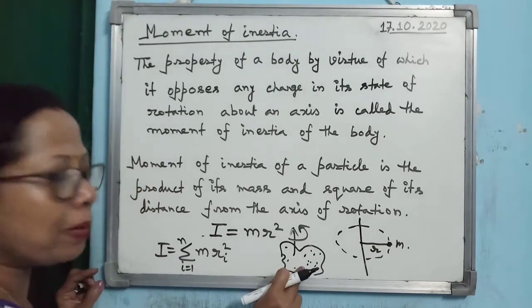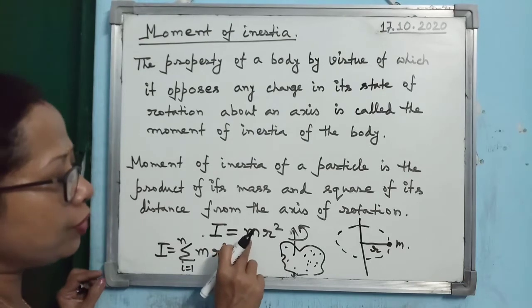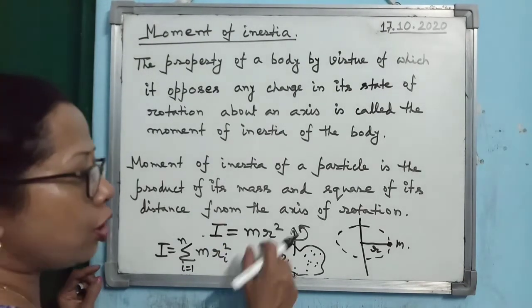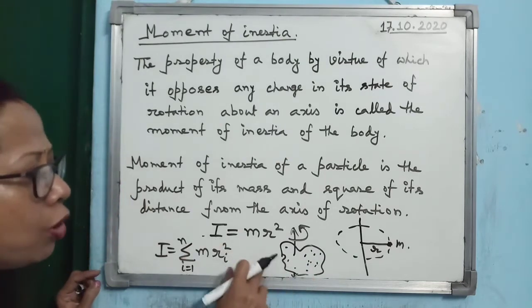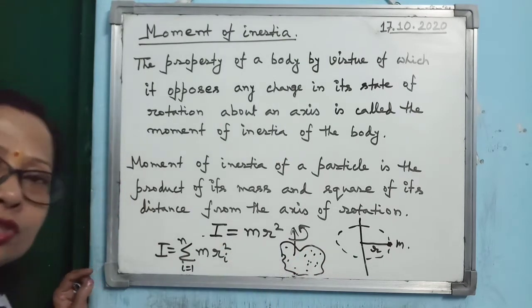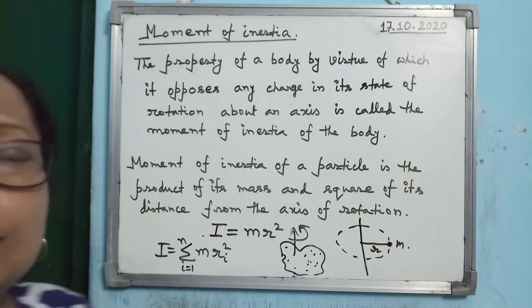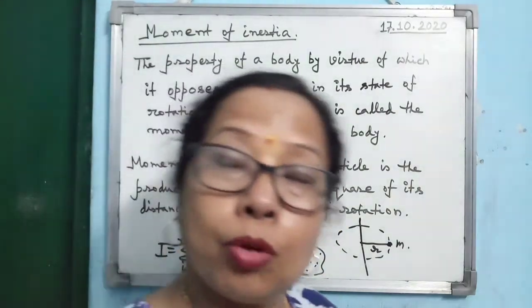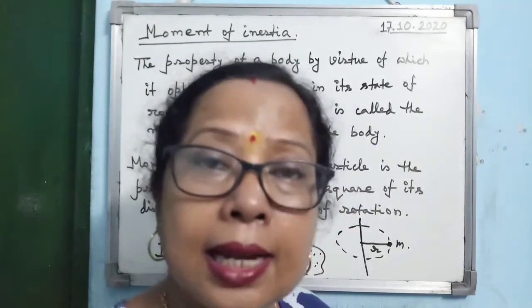So for each particle, what will be the moment of inertia? M r square. So what is the entire moment of inertia of the rigid body? It will be the sum of the moment of inertia of the individual particles. Why the sum? Because moment of inertia is a scalar quantity. Alright, moment of inertia is a scalar quantity.